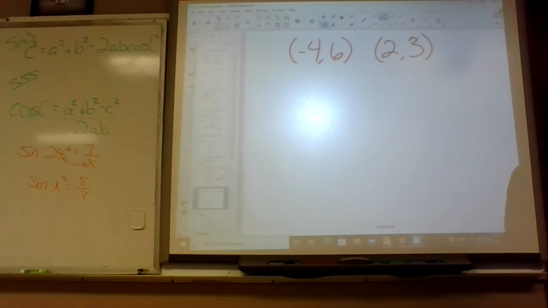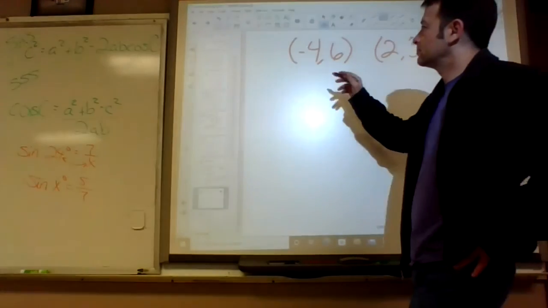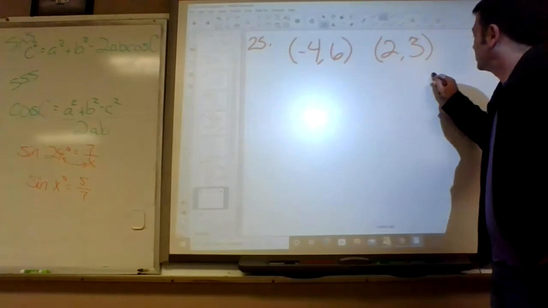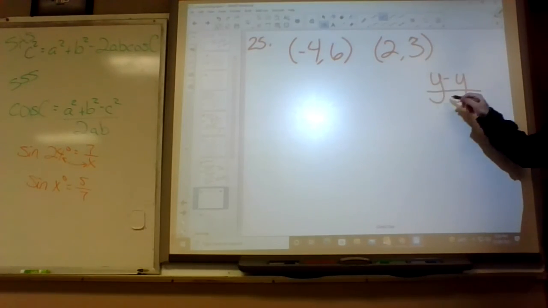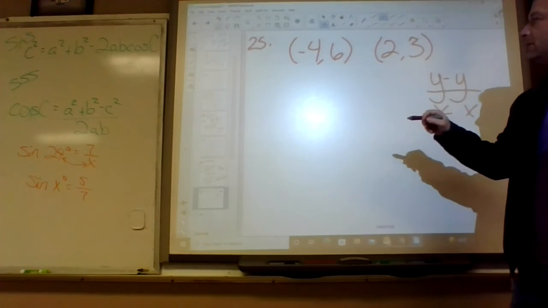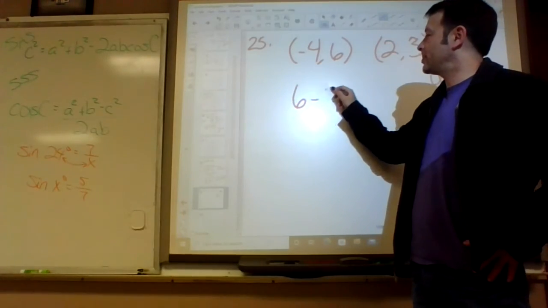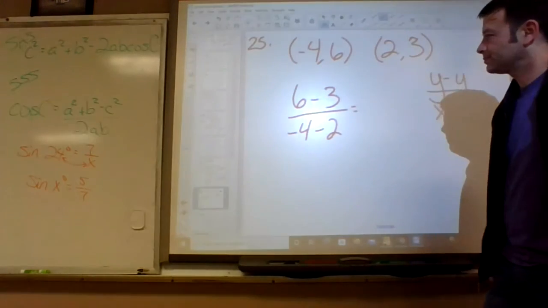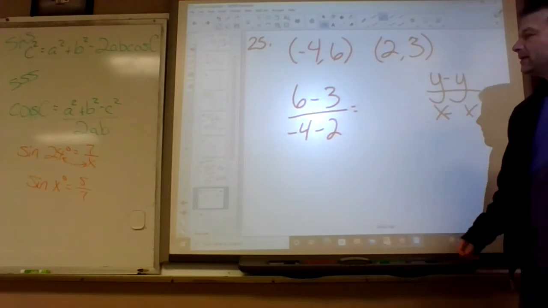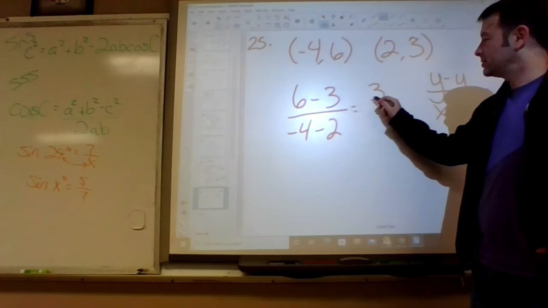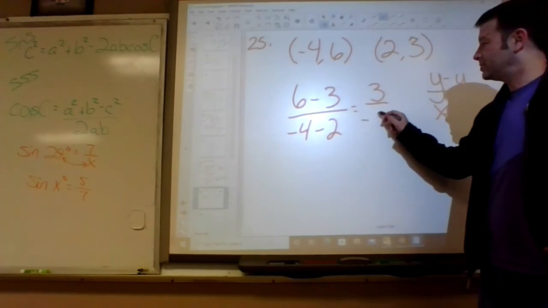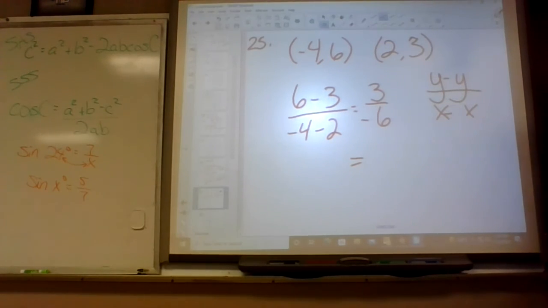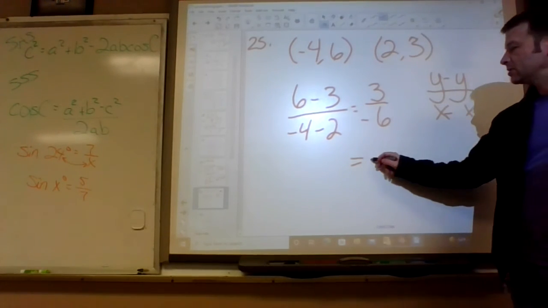Does anybody know how I could find the slope? Subtract. Yes, y minus y over x minus x. So 6 minus 3 over -4 minus 2. What's 3 over -6 reduced to? -1/2.